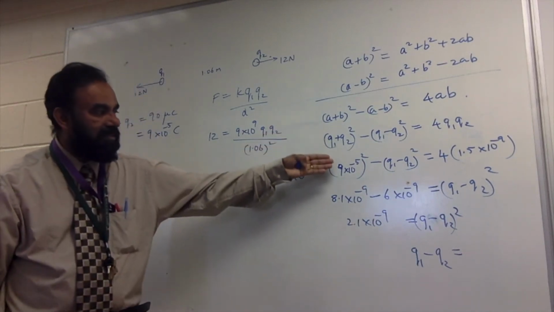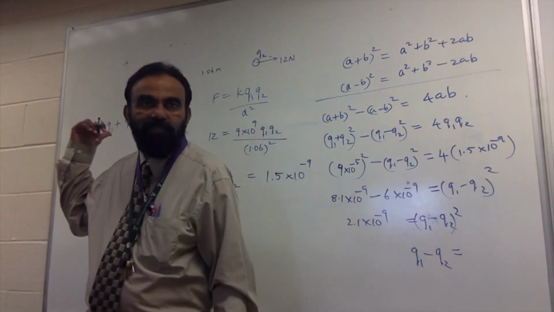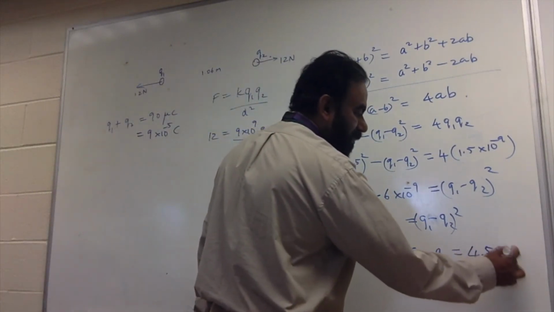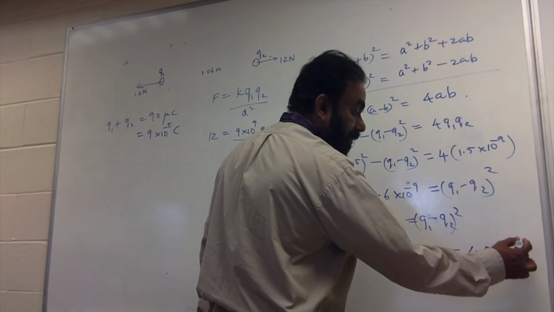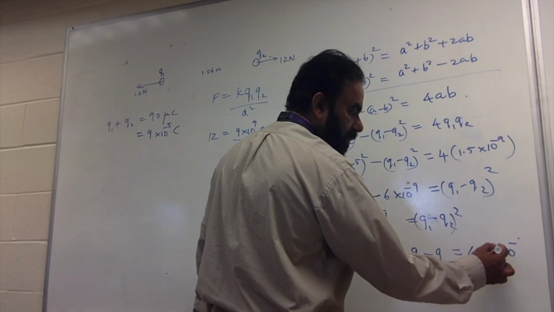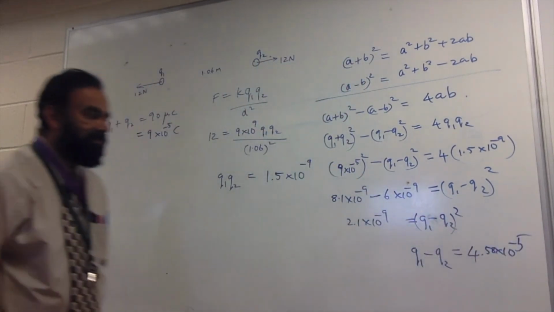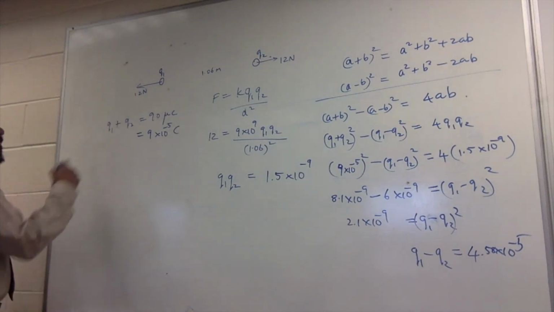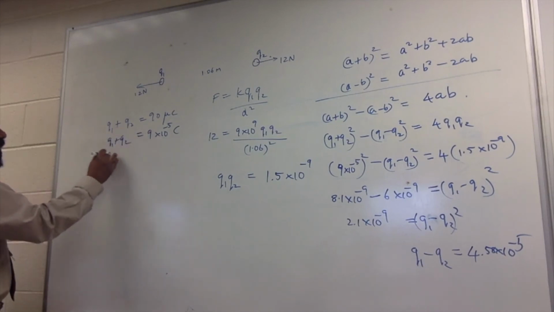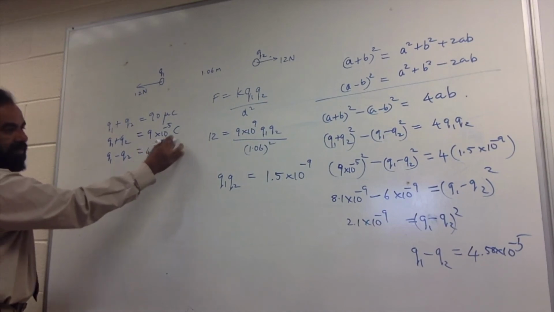See, we just use the sum and the product because that's what we have here. 4.58 times 10 to the negative 4? 4.58 times 10 to the negative 4. Yeah, alright. I bring that and put it here. So Q1 plus Q2 is this. Q1 minus Q2 is 4.58 times 10 to the power of negative 5.